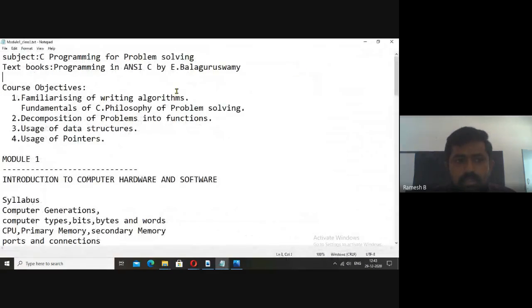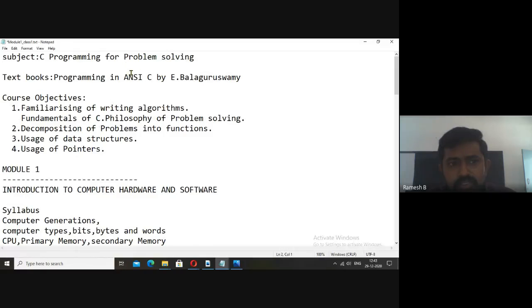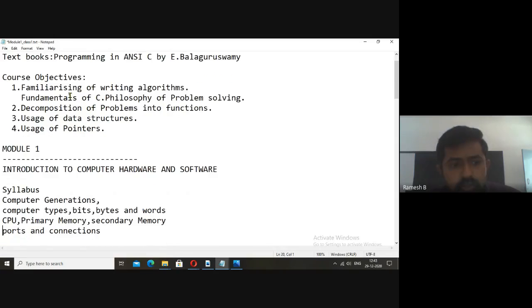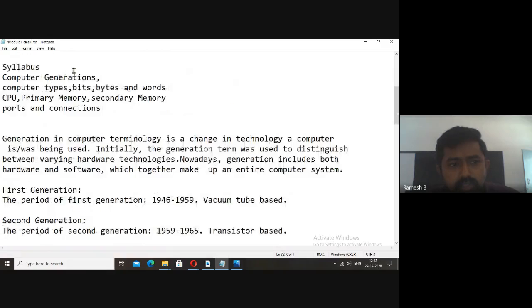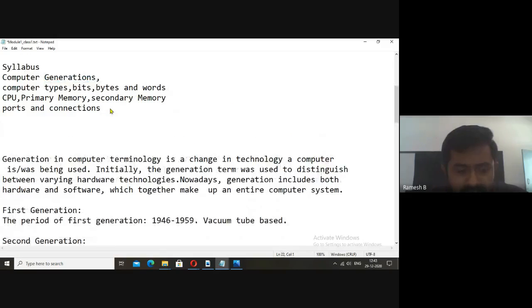We will start with the subject. The subject name is C Programming for Problem Solving. The textbook which you can refer to is Programming in ANSI C by E. Balagurusamy. Now, we will learn something about the syllabus: computer generations.